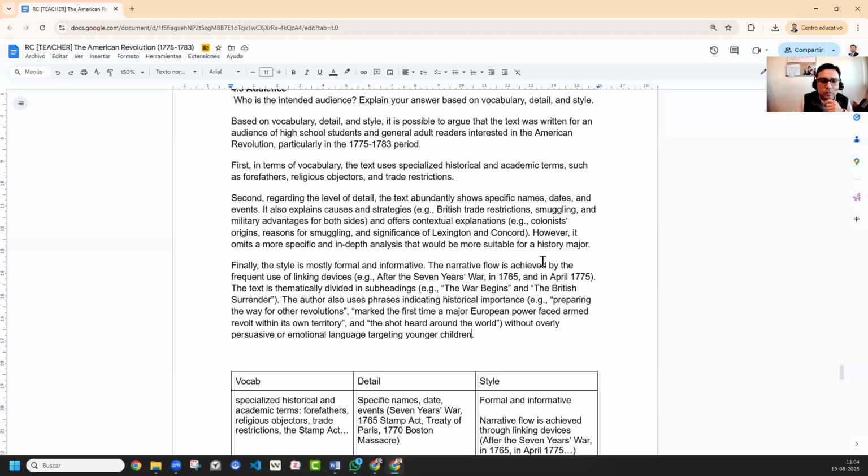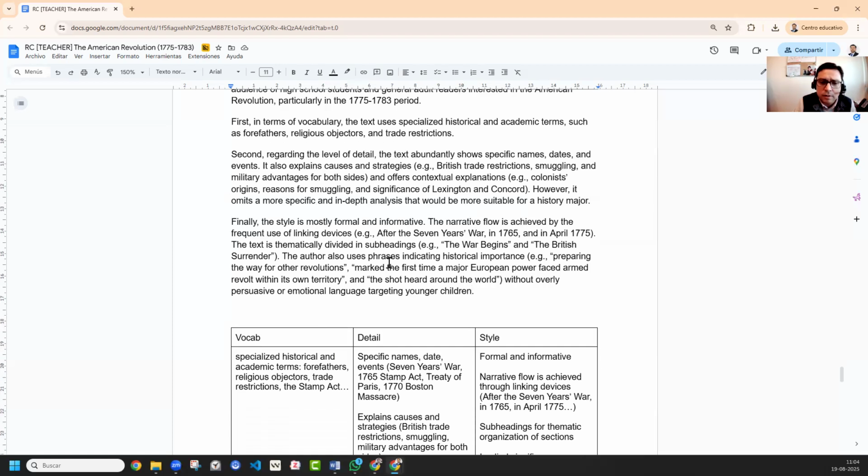Finally, the style is mostly formal and informative. The narrative flow is achieved by the frequent use of linking devices. The text is thematically divided in subheadings. Okay, the examples. The author also uses phrases indicating historical importance, e.g., preparing the way for other revolutions, marked the first time a major European power faced armed revolt within its own territory. And another example, without overly persuasive or emotional language targeting younger children.